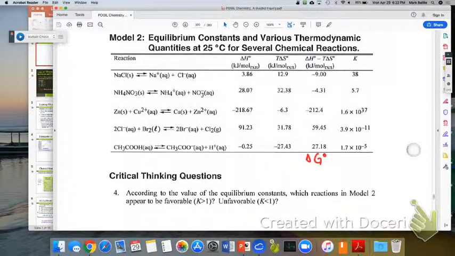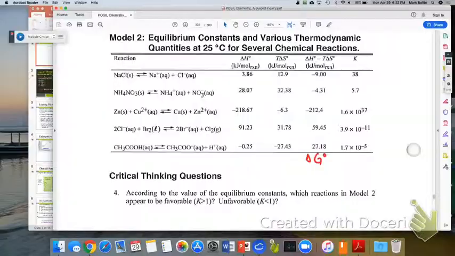Okay, so delta G naught, if that value is less than 0, then we have a K that is greater than 1. What's another way to say that? Product favored, reactant favored. What are we saying? Product favored. Product favored, negative delta G, the minimum of the Gibbs free energy diagram. Do you remember those? Who remembers Gibbs free energy diagrams? If we have a negative Gibbs free energy, delta G naught, what does that look like?